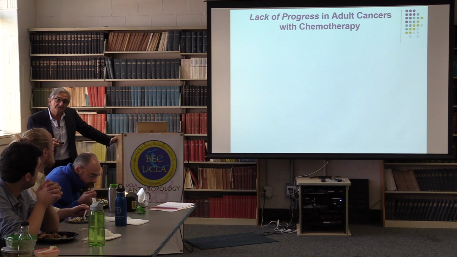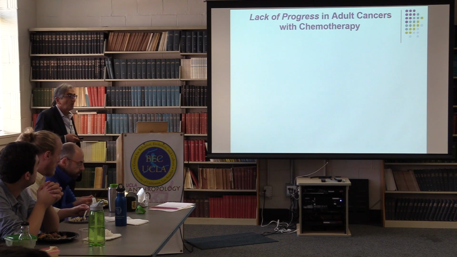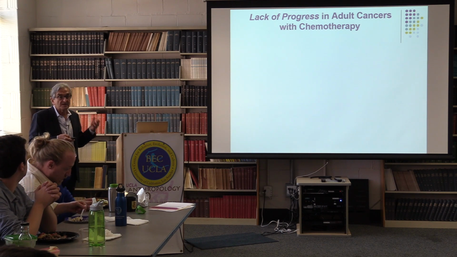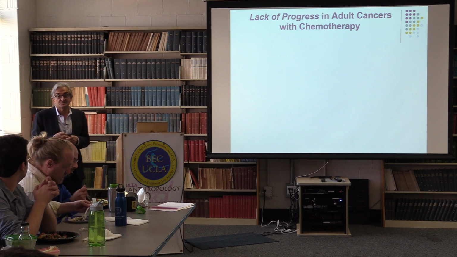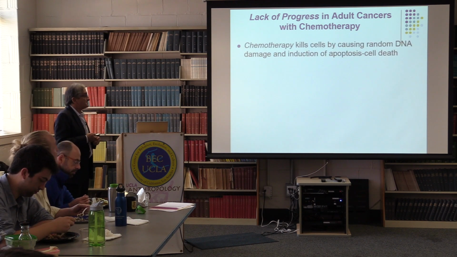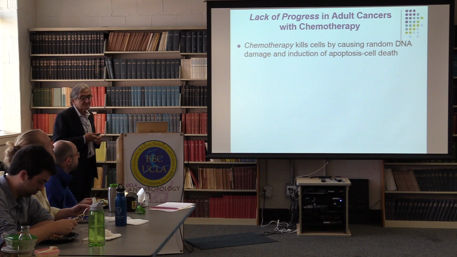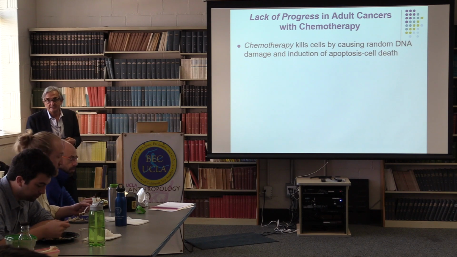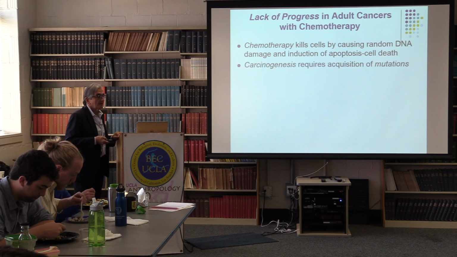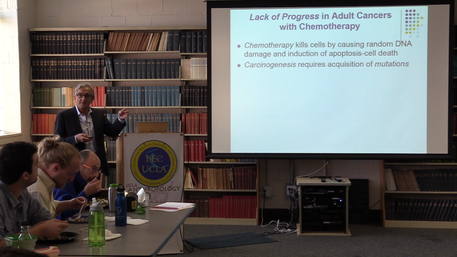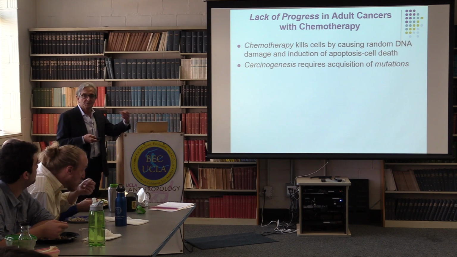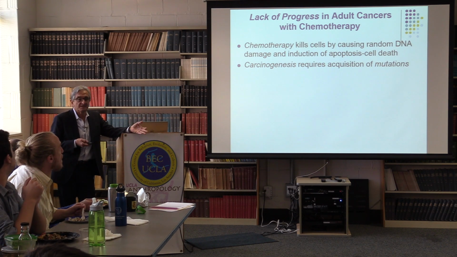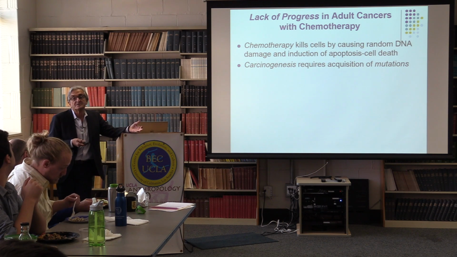Why the lack of progress in adult cancers with chemotherapy? Well, as a whole, they are much more genomically diverse. The mutational load within an adult cancer is much higher than in a childhood malignancy. So we accept that chemotherapy kills cells by causing random DNA damage and attempting to induce cell death by that mechanism. But for a cancer to actually have become a cancer in the first place through somatic mutations, it already has to have developed a tolerance for mutation and DNA damage. Otherwise, it wouldn't have survived to become a clinically evident cancer.